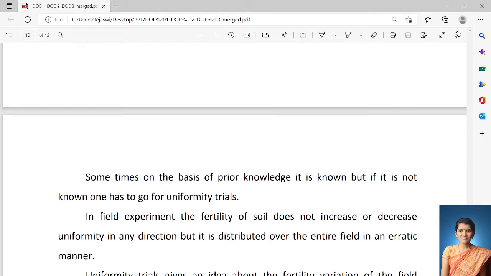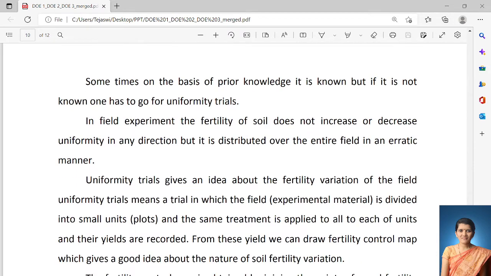In a field experiment, the fertility of soil does not increase or decrease uniformly in any direction, but it is distributed over the entire field in an erratic manner. So uniformity trials give an idea about the fertility variation of the field.